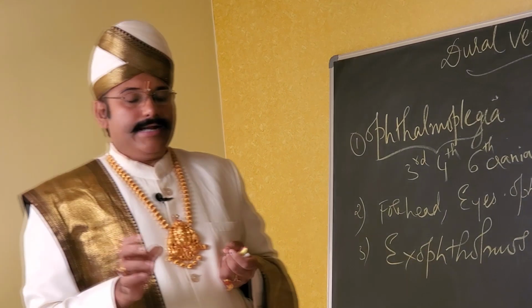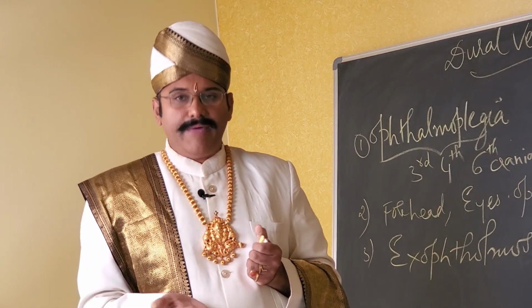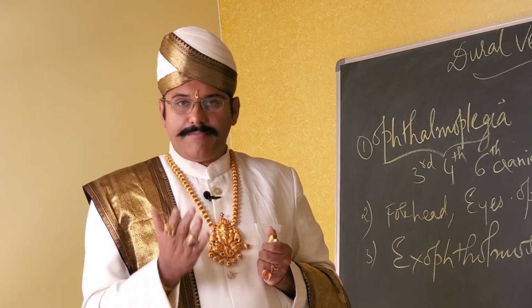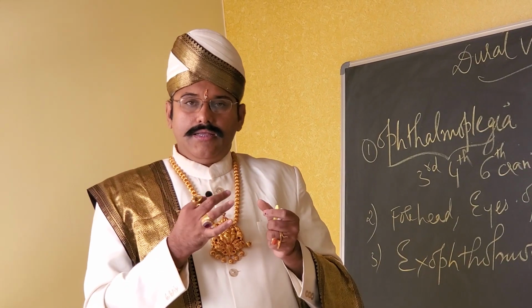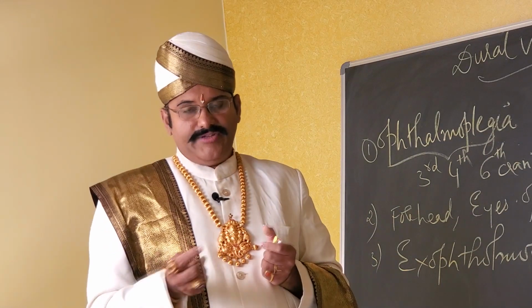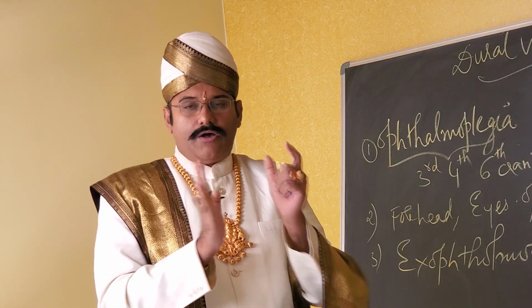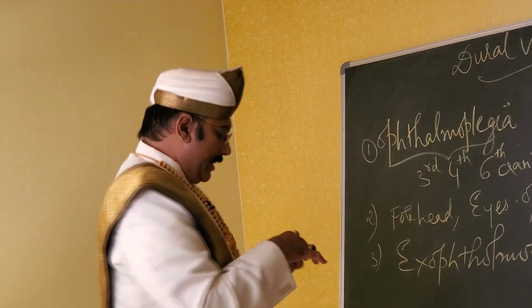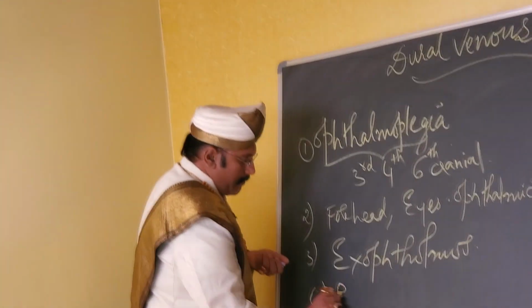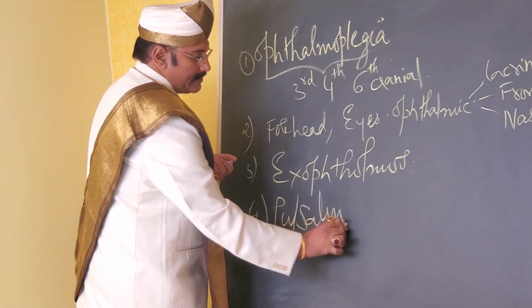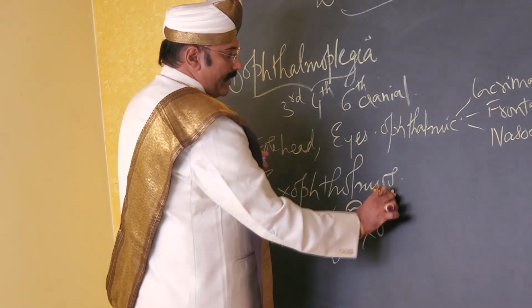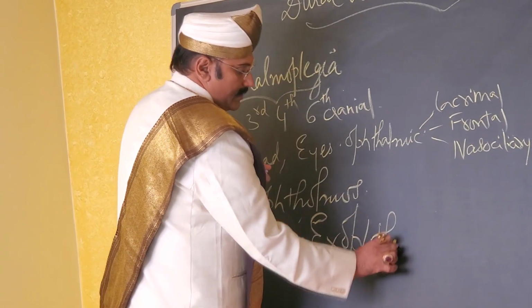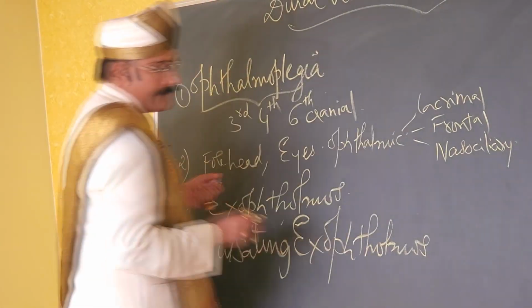Please understand, if there is fracture of the base of the skull and rupture of internal carotid artery, which is a very important content of the cavernous sinus, if there is rupture of that internal carotid artery, it leads to a clinical condition called pulsating exophthalmos. What is that called? Pulsating exophthalmos, where the eyeball is protruded.